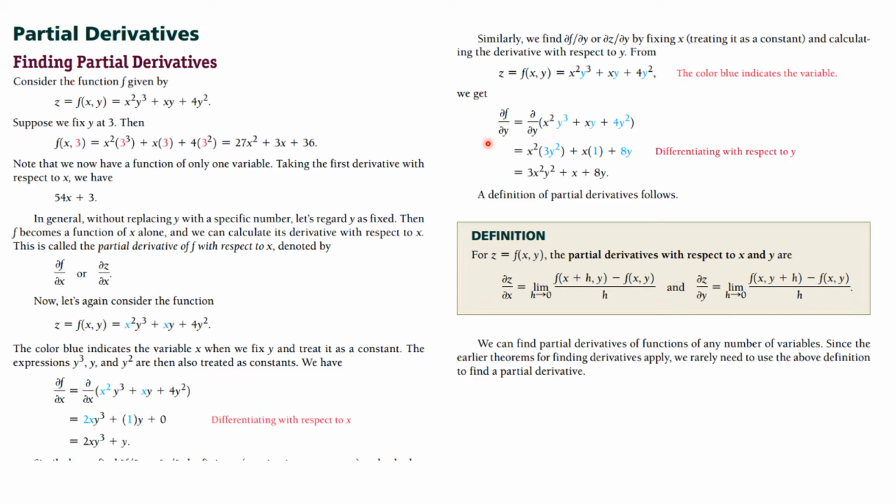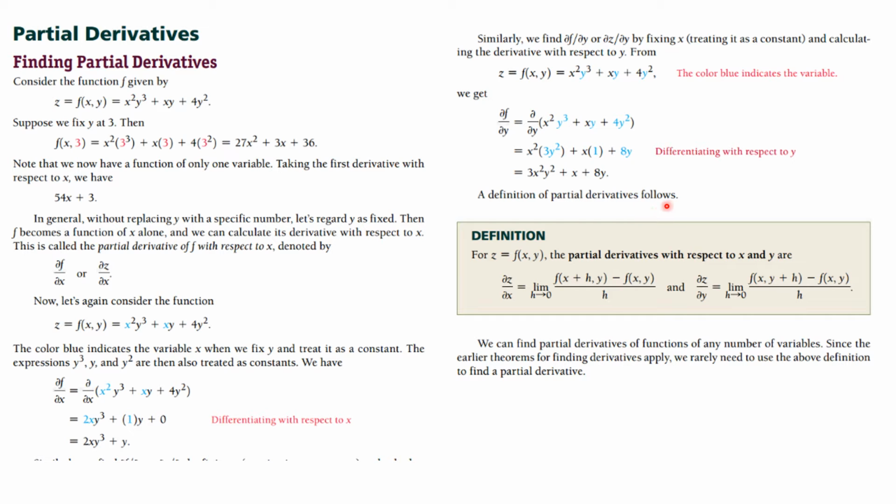We're taking the derivative, the x's just sit there, and we're taking the derivatives with respect to y. So we get x squared times 3y squared plus x times 1 plus, and then this, I'm taking the derivative with respect to y again, so that's going to be 8y. And when we simplify, we get this.